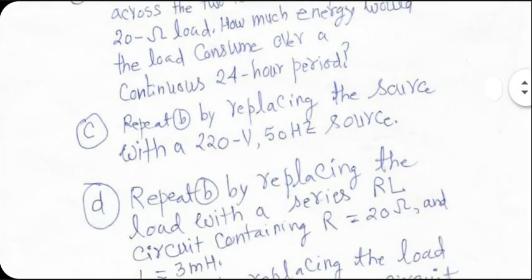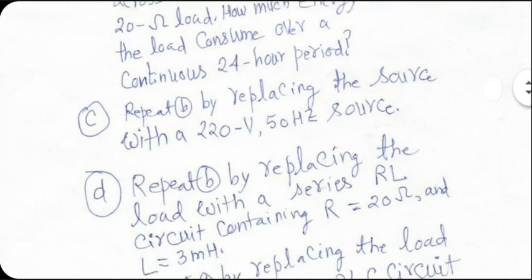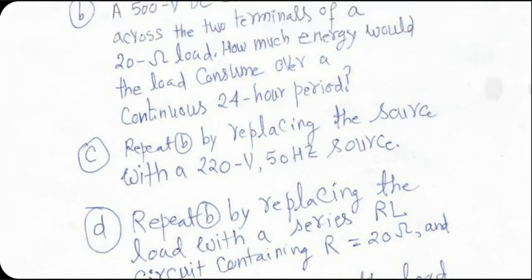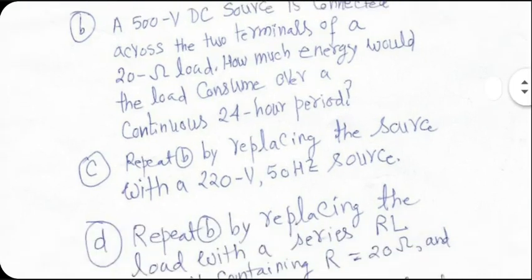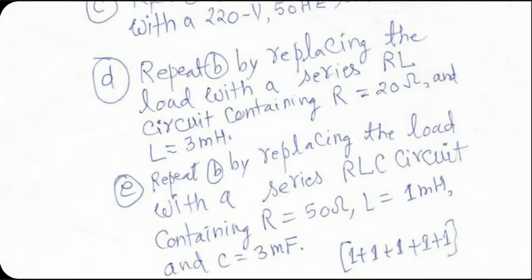Okay. Part D says repeat B by replacing the load with a series RL circuit containing R equal to so much and L equal to so much. Now this question becomes a little confusing because I'm telling you to repeat B, not C. And B actually has a DC source. A DC source connected to a series RL circuit will mean L will have no effect. L will have zero reactance, right? So it's a purely resistive circuit again because it was the DC input.